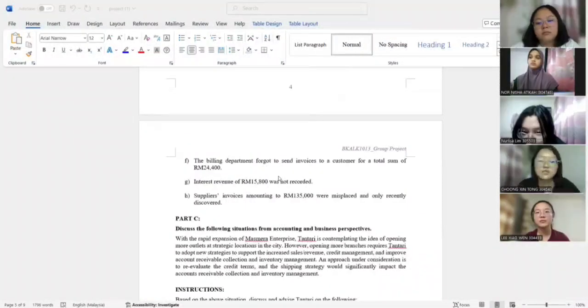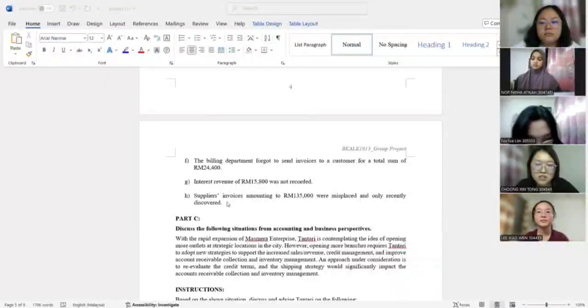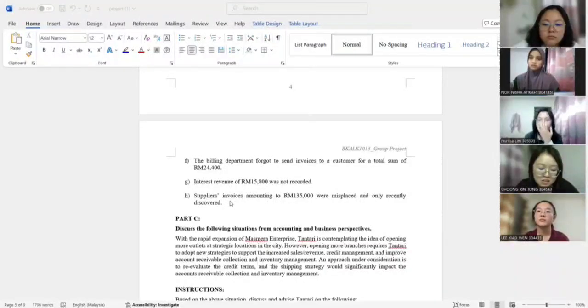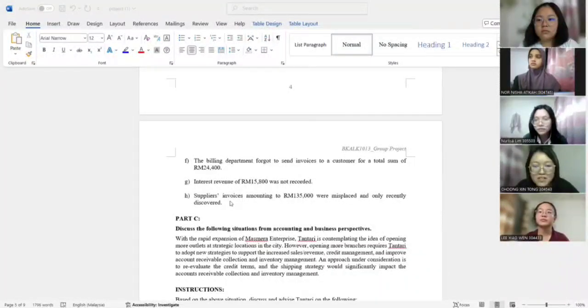On number H, a supplier invoice amounting to 135,000 was misplaced and only recently discovered. So the net income will be overstated because this amount was forgotten and not recorded in the calculation. So it will be overstated in net income. And expenses will be understated. In the asset part, it will be correctly stated. And the liability will be understated.